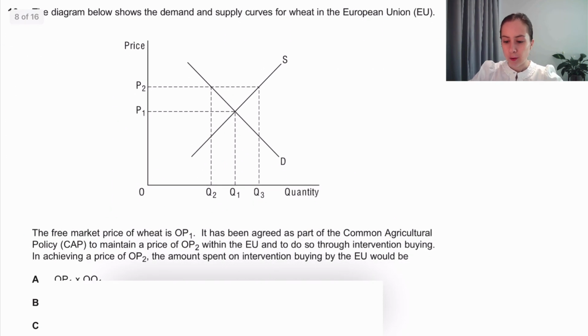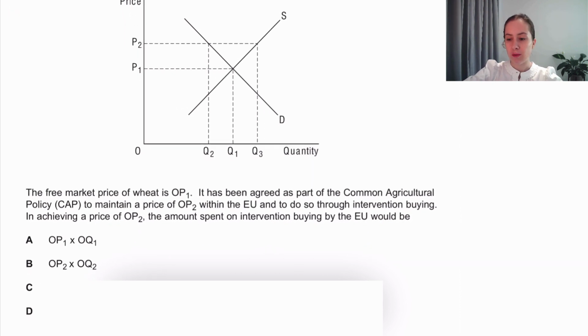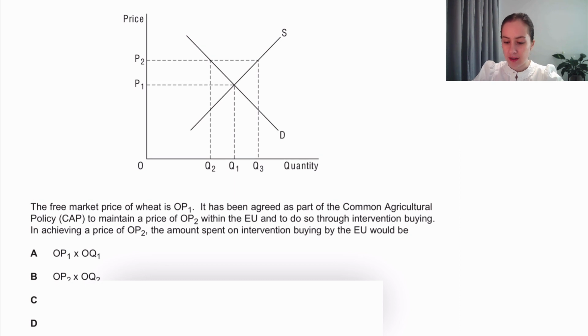Demand and supply curves for wheat. This is probably extension material, by the way. The European Union is trying here to maintain OP2. If they try this, they will have this much supply and this much demand. So they're going to have excess supply of quantity, in this case Q3 minus Q2.